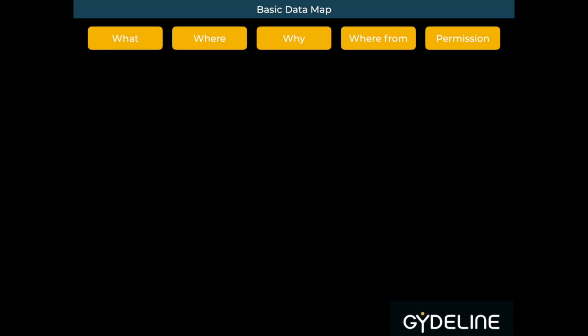Firstly, what personal information do you have? Secondly, where are you storing it? Where are you putting that information when you've got it? Thirdly, why do you need it? What is it that you're using it for? Number 4 is where from? Where did you get it from? And then lastly, why do you think you have permission to use it?